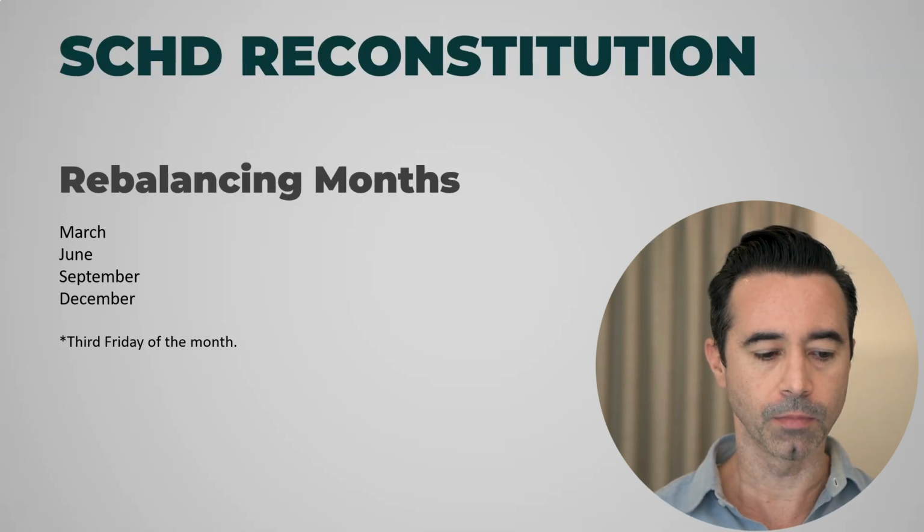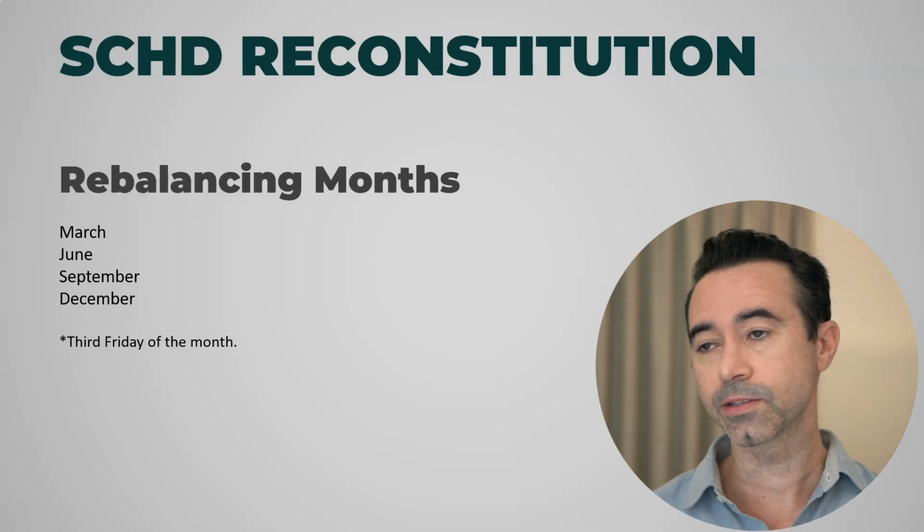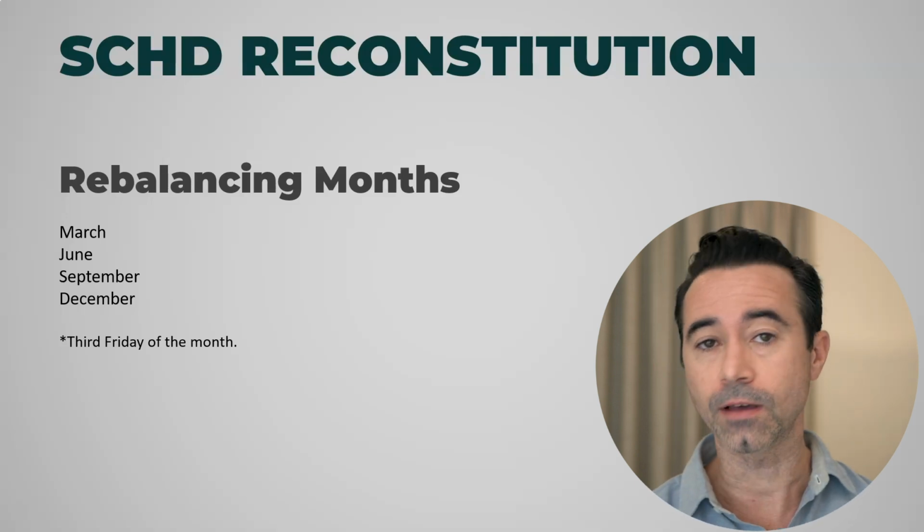So these are rebalancing months: March, June, September, and December, on the 3rd Friday of the month. This is the reason it happened back on the 17th of March, which was a Friday. So is this a bad or a good thing? 25% of the stocks in SCHD have disappeared, but is that a bad or a good thing?